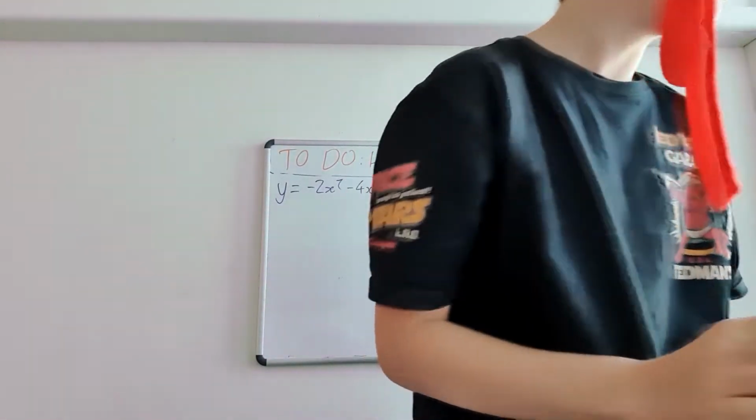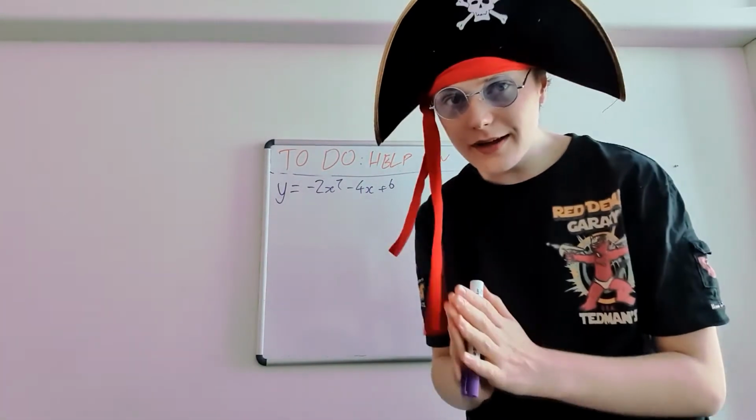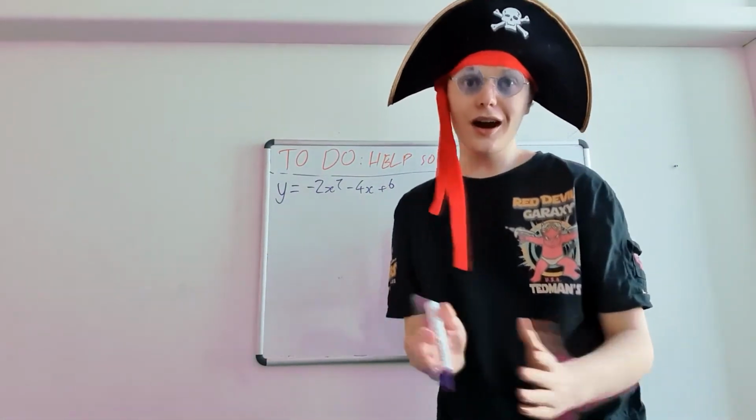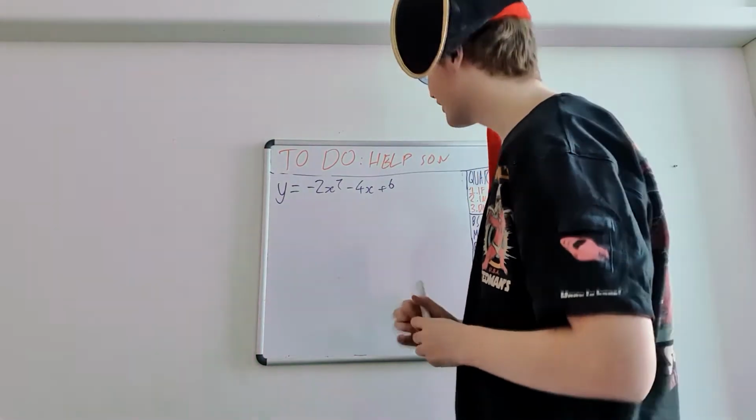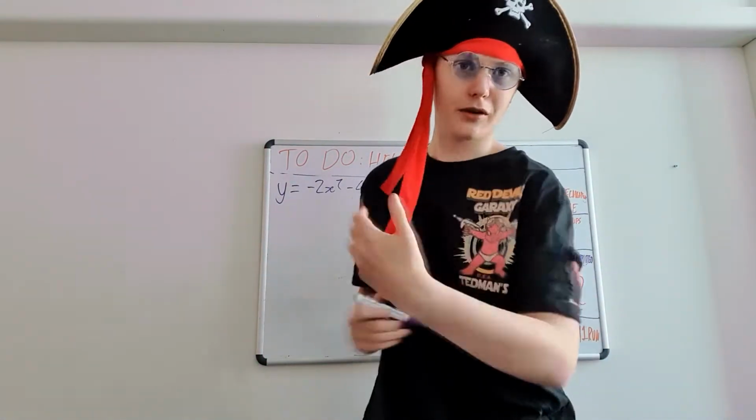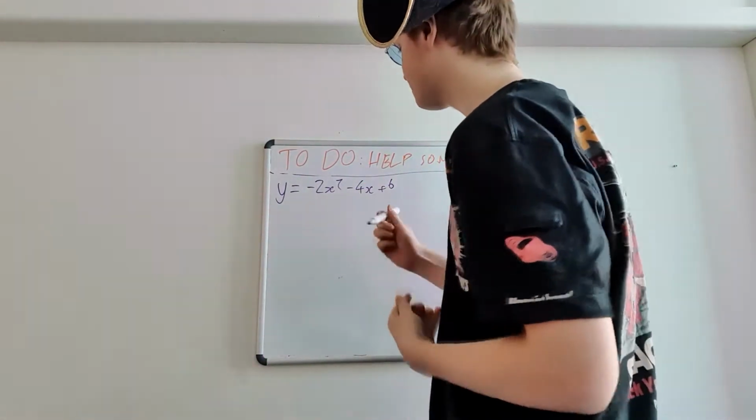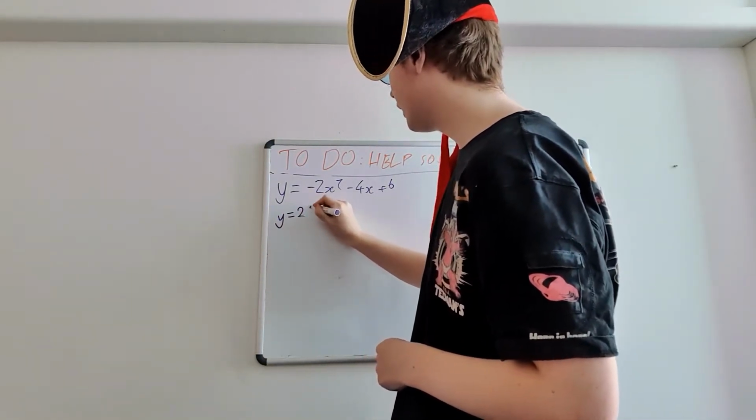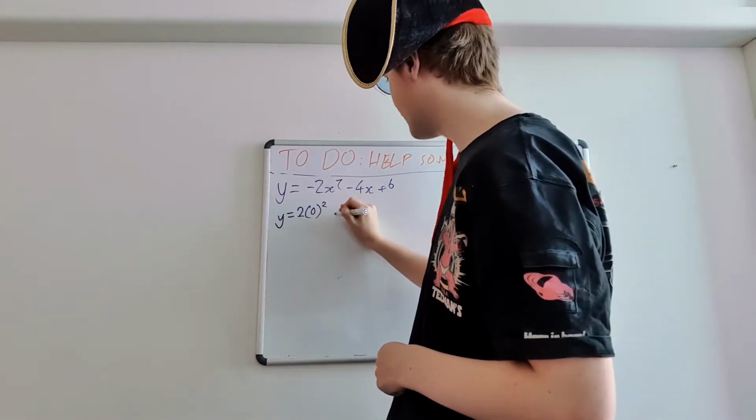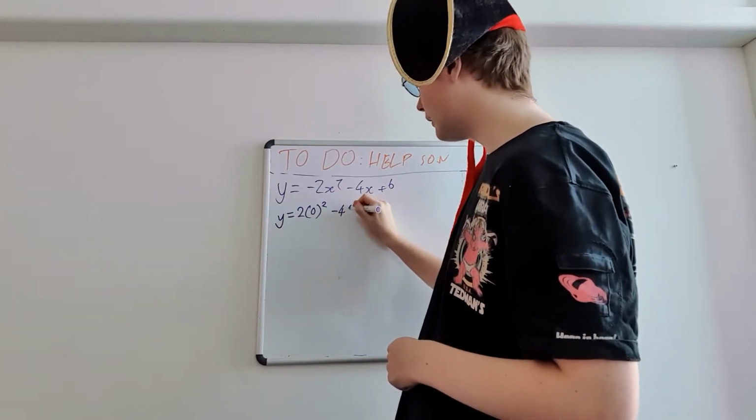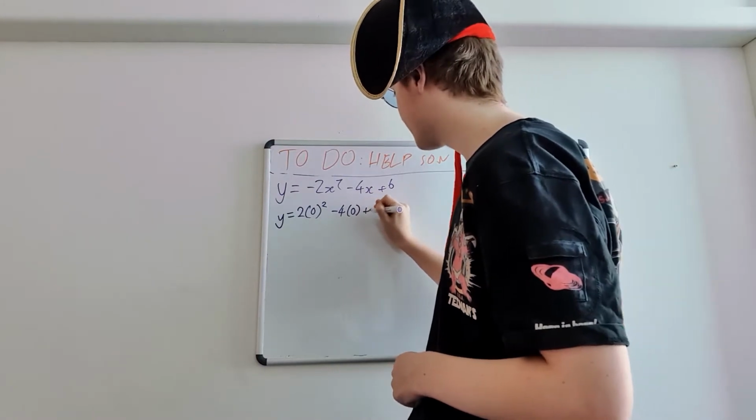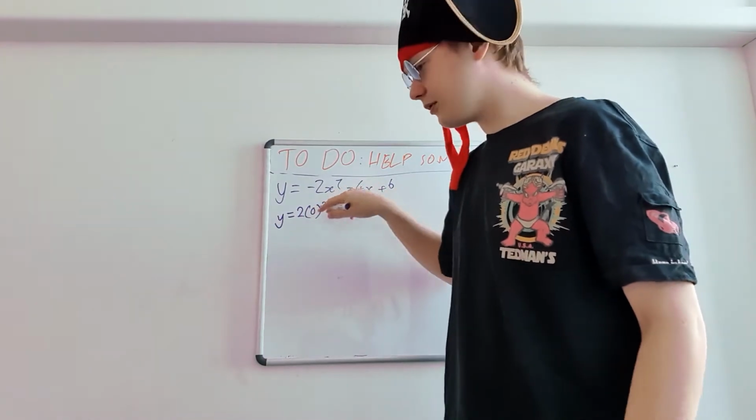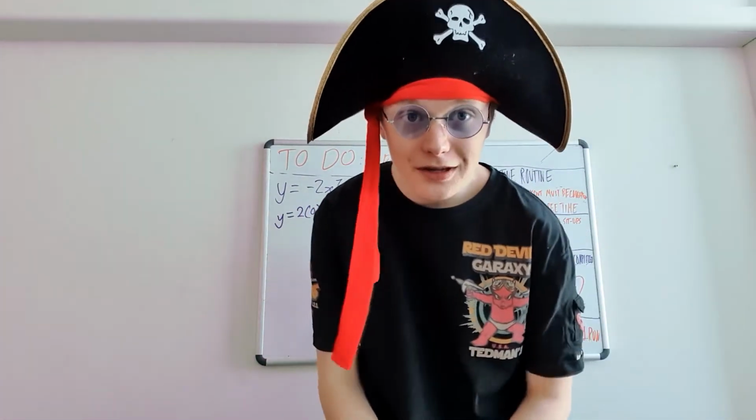Alright, let's solve this. You've got to find the y-intercept and the x-intercept of this equation. That's not too hard, because what you've got to do is sub in the different things. First off, you want to find the y-intercept. So we take y equals 2 times 0 squared minus 4 times 0 plus 6. Now, what's going to happen is you're going to get 2 times 0 squared. What does 2 times 0 equal?